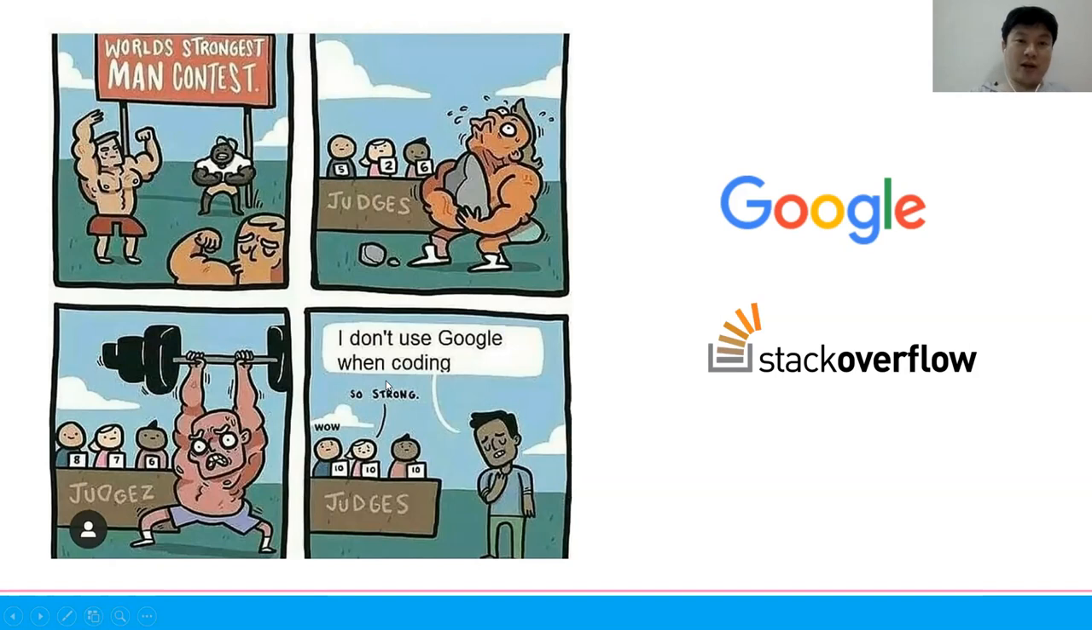Why? He can code without Google. I don't use Google when coding. Oh, it's very strong. Okay, so it means when you are doing computer programming, of course you need help. Don't worry, just check on Google. Every time you have an error, check Google. Every time you have problems, check on Stack Overflow. They are very powerful. They give you a lot of information, so you can get some help when you cannot contact me. Of course, I can be available for you, but I will not be available for 24 hours.